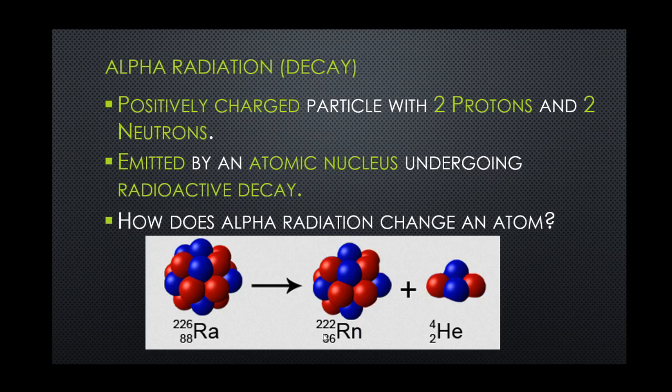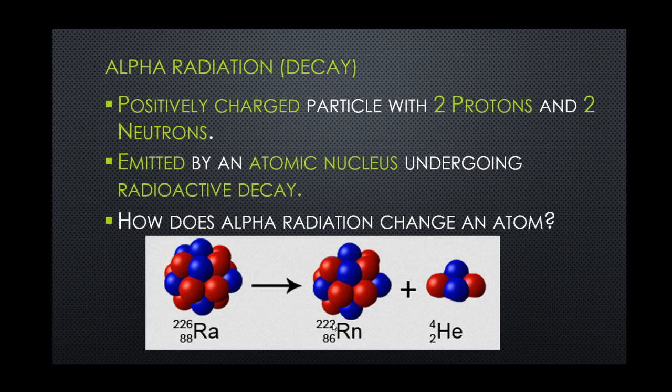But if we add these together, we would add back up to radium. But it changes the atom from radium to radon because it pulled out those protons. So alpha radiation is identified if you ever see an equation of alpha decay. If you see a helium atom written there that comes off, then you know it's alpha.